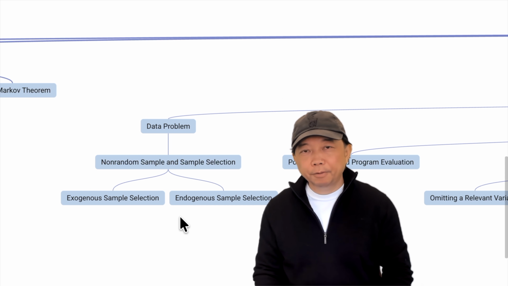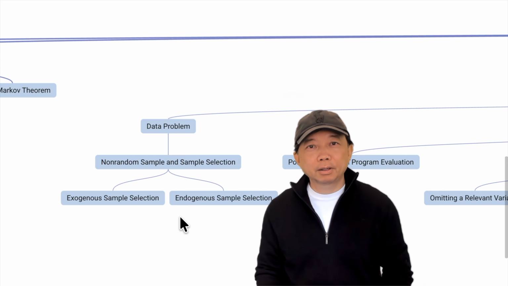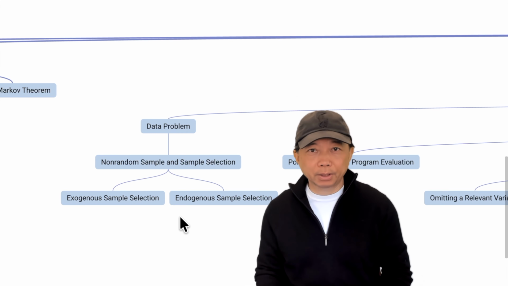However, if the data is missing because of the outcome variable, then it is the endogenous sample selection, and the OLS estimates will be subject to sample selection bias.